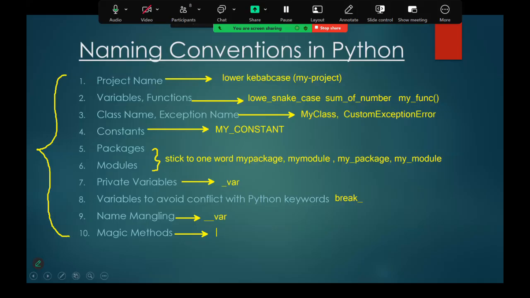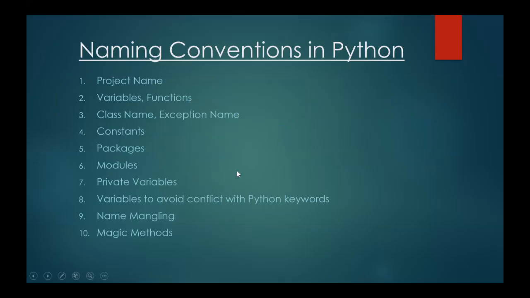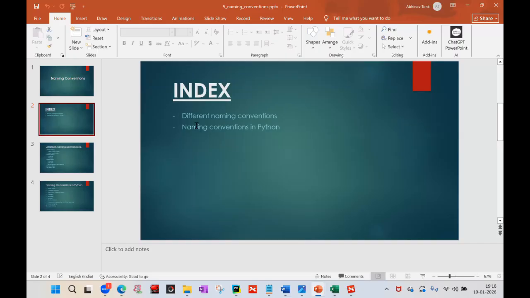There you basically use a double leading and trailing underscore. So double underscore init and then double underscore again. So these are the usual naming conventions that are used in Python. These are the standard naming conventions. Okay, so this is about the naming convention.